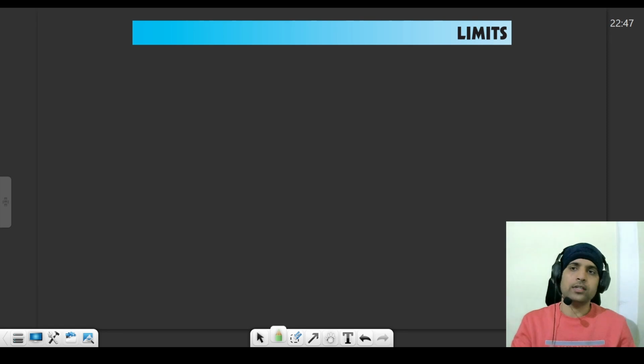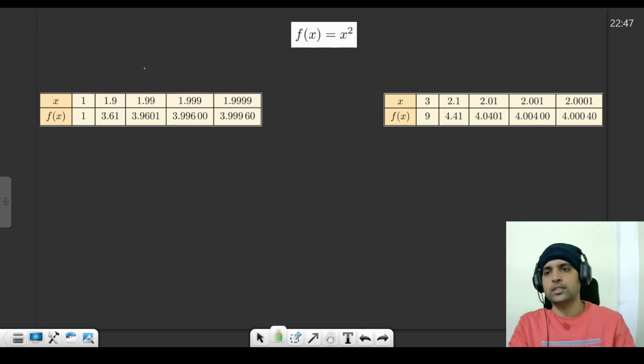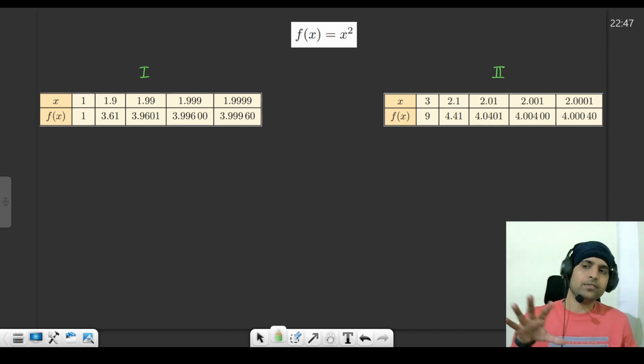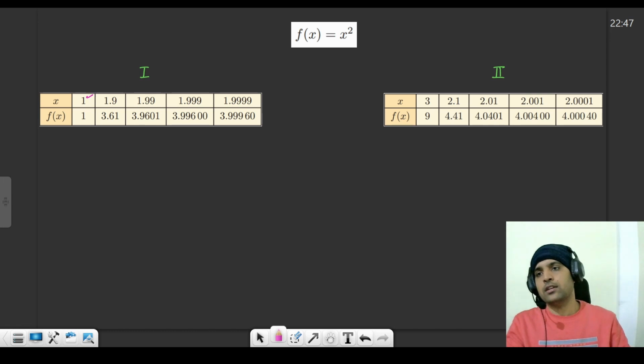Okay. Now what are limits? Let's understand the concept of limits through this particular example. So I have a function here, f of x, which is equal to x squared. Okay, it's a simple function, quadratic function. Now I have got two tables here also. This is the first table and this is the second table. In the first table, I have taken the value of x as 1. So f of 1 came as 1 squared. So I got 1. So f of 1 is going to be equal to 1.